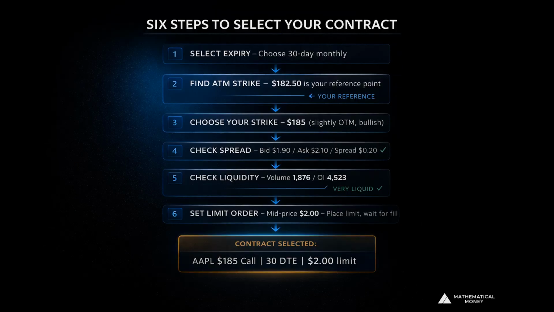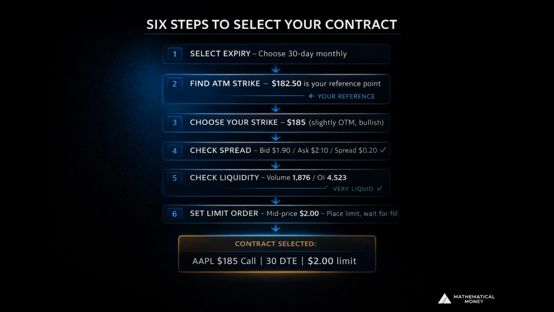Here is how to use the chain to select your specific contract. You have done the work. Apple is at 182.50, you are bullish, and you want a call option expiring in 30 days. Step 1. Select the 30-day expiry from the drop-down. Step 2. Find the at-the-money strike, 182.50, as your reference point. Step 3. Decide on your strike. You want slightly out of the money, the 185 strike. Step 4. Check the bid-ask. Bid 1.90, ask 2.10. Spread is 20 cents, acceptable for a liquid name like Apple.